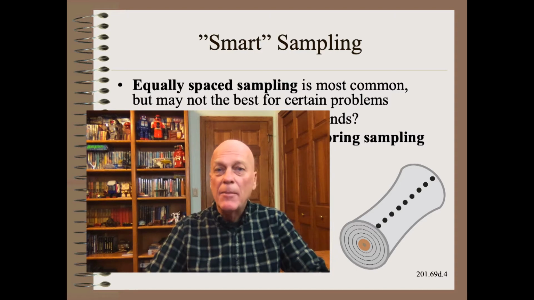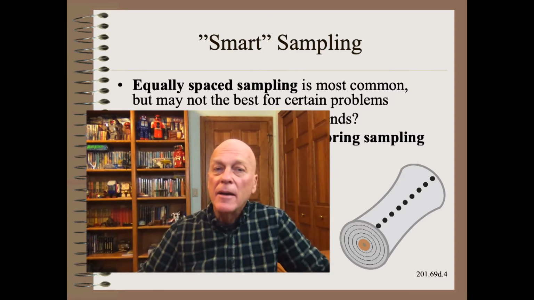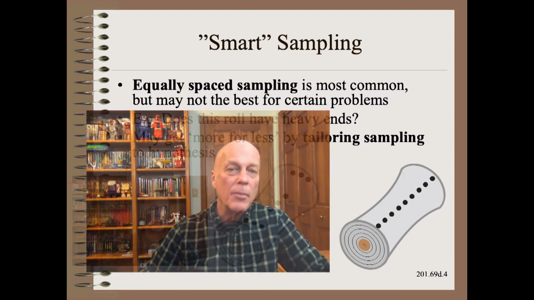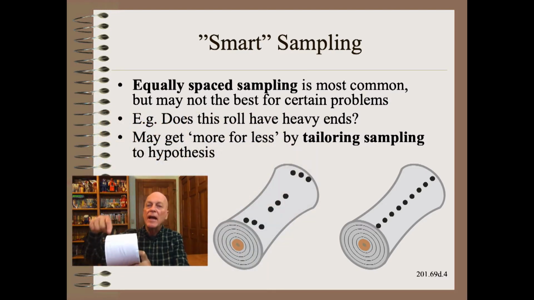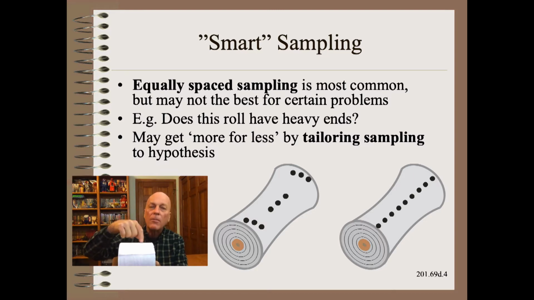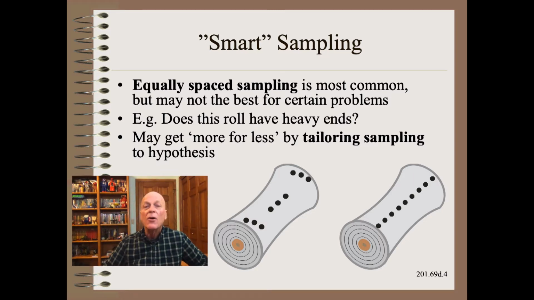While equally spaced samples across the width may be most common, it may not be best for troubleshooting certain problems, as I teach in my critical thinking class. For example, if you wanted to know if a roll had heavy ends, you could tailor the sampling to three locations, center and ends, and less at the quarter points, where there is less useful information for this problem hypothesis. Simple profile shapes such as smiles, frowns, and tapers are best troubleshooted by sampling strategies that are crafted to fit the hypothesis being tested. Conversely, general profile questions are best answered by the traditional equally spaced sampling.